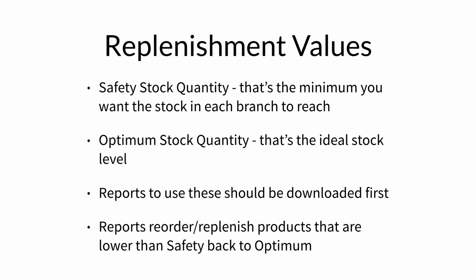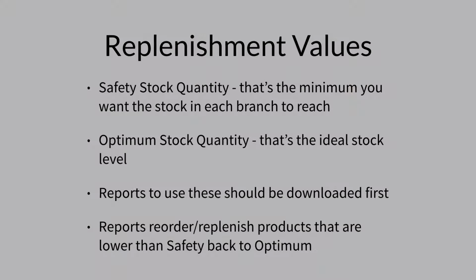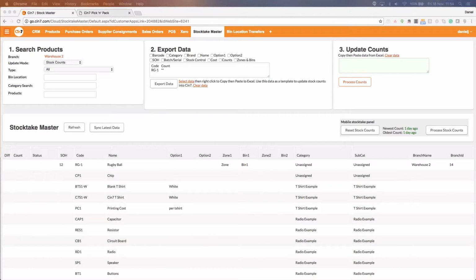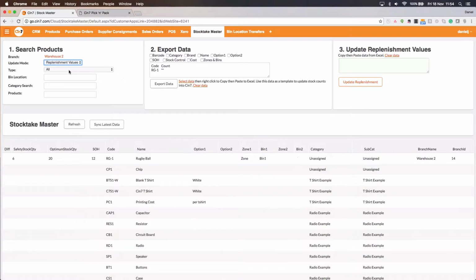So it might make more sense if I were to show you how it works in the system. The first thing that we need to do, within our Stocktake Master module, is change the update mode to replenishment values. Replenishment values are two things, the two things we just explained: safety stock quantity and optimum stock quantity.